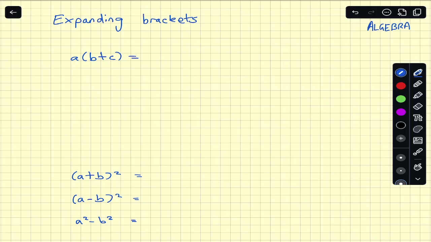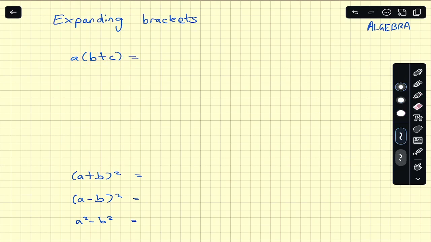Hello, so today we're going to be looking at some simple ways to expand brackets. Brackets are these sort of curly containing things which people put things like math inside them. They're useful for when you want to factorize things, but they're also useful for when you want to show that something must be done first. For instance, here on the left, I've got A open bracket, B plus C close bracket.